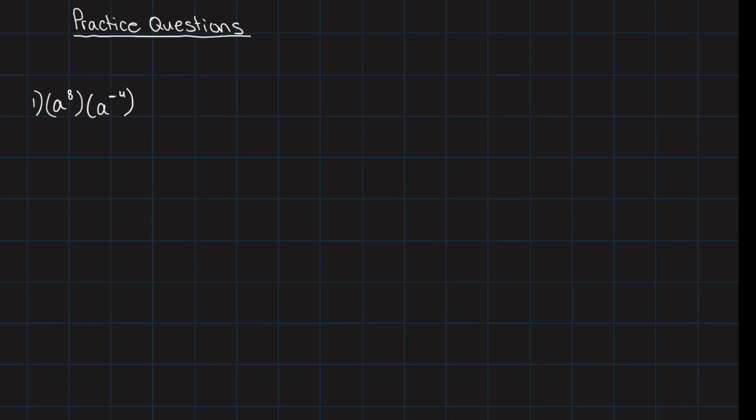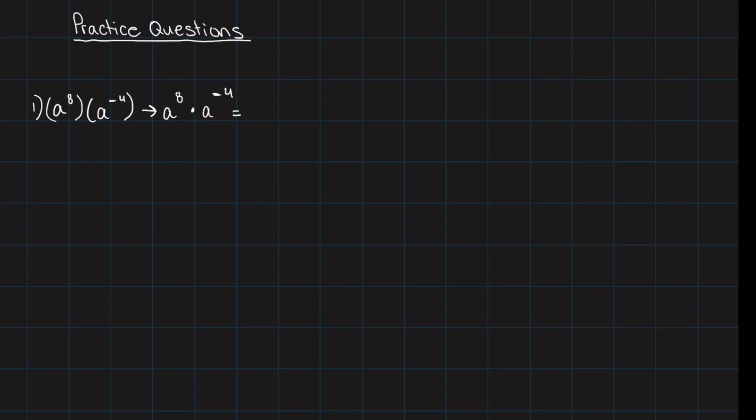So since what's in the brackets can't really be simplified any further, this becomes a to the power of 8 times a to the negative 4, and that is one of our exponent laws, the product of powers. So what this will become will be a to the power of 8 plus negative 4, and that gives you a to the power of 4.